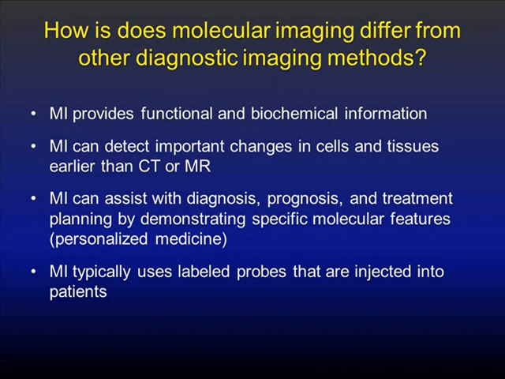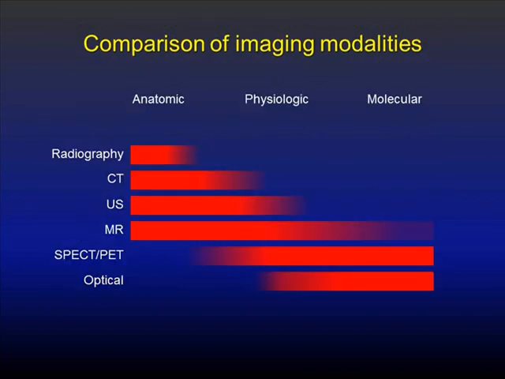Usually we're injecting probes into patients. So usually it's an intravenous injection like other medications. There are some exceptions. Just to give you a feel, another way of thinking about this is there are many different ways you can image people.